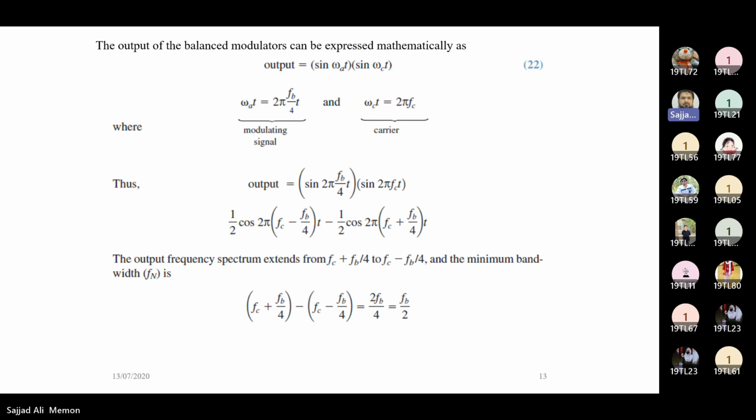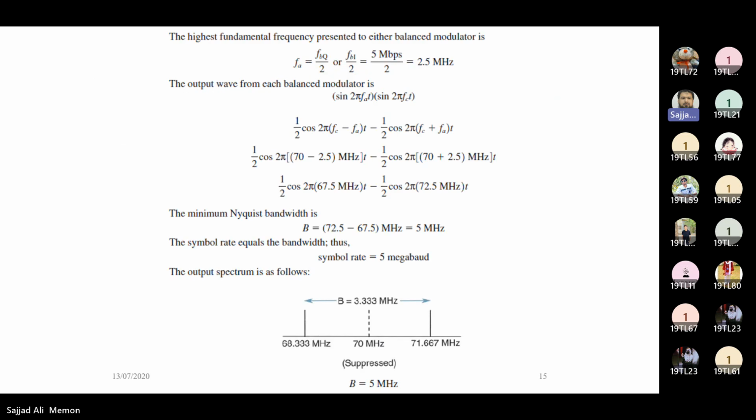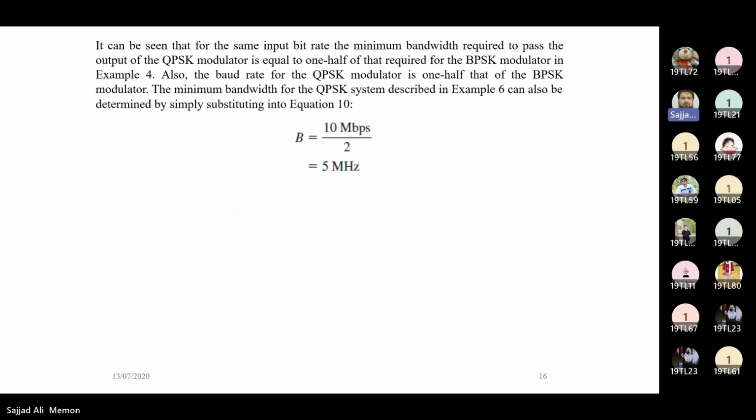So the output of the balanced modulators can be expressed as sine omega at, sine omega ct, where omega at is equal to 2 pi fb by 4, and omega ct is equal to 2 pi fc. So the output will be 1/2 cos of (fc minus fb by 4). So this is the lowest frequency, this is the highest frequency, and the total bandwidth will be equal to half of the bit rate. So that is the Nyquist minimum bandwidth. Then we have an example 6. Go through it. It has been solved here.